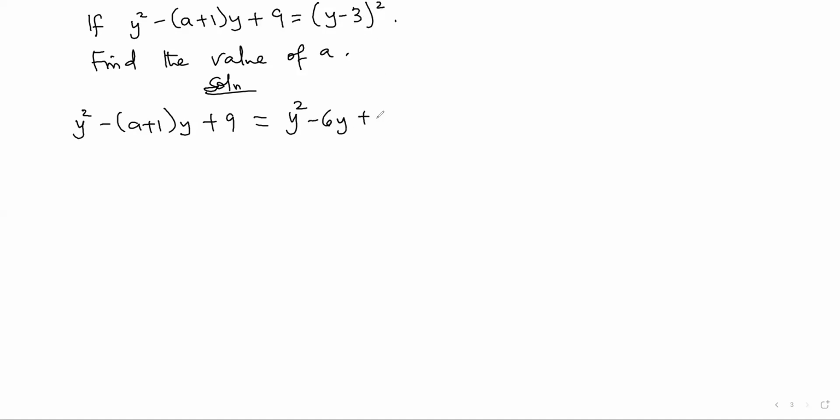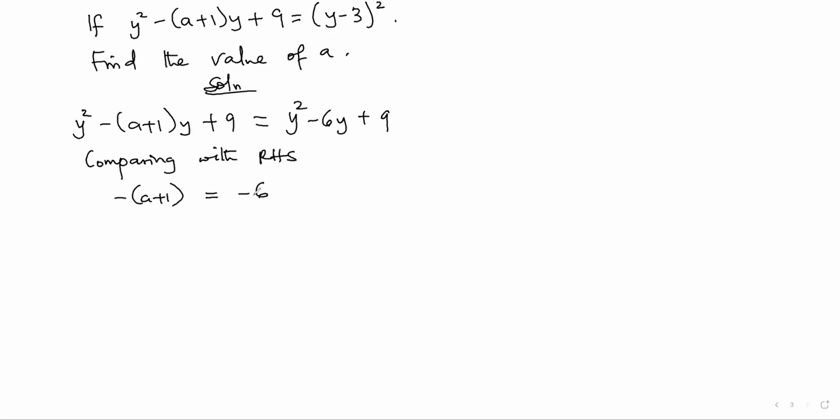Then minus 3 squared gives you 9. So take note of the expansion of that always. And so if you look at it carefully, we need to compare the left-hand side with the right-hand side. Comparing with the right-hand side, you see that the coefficient of y is minus a plus 1, equal to the coefficient of y here, which is minus 6.